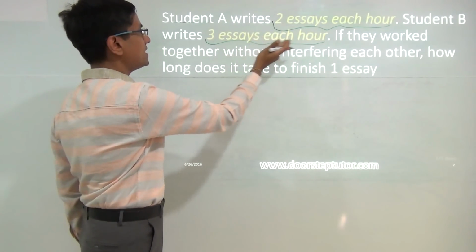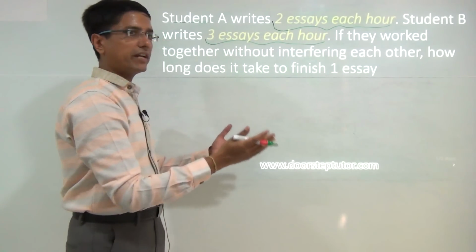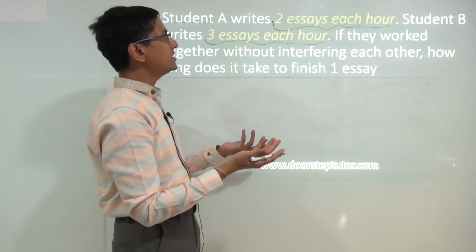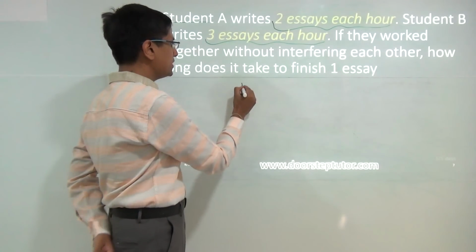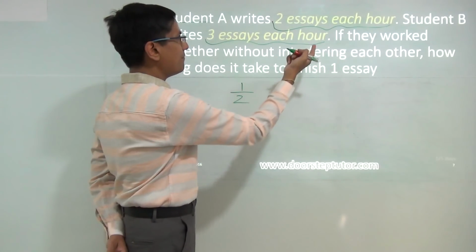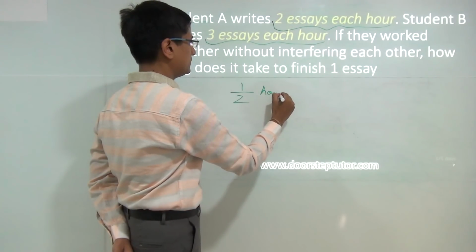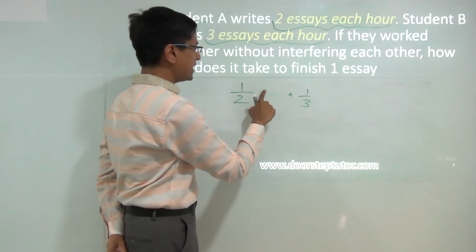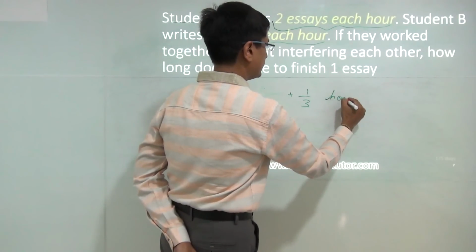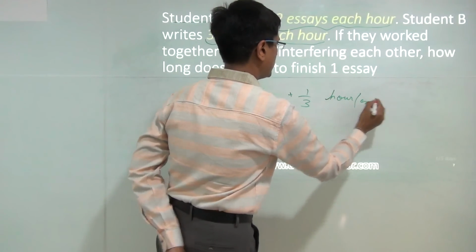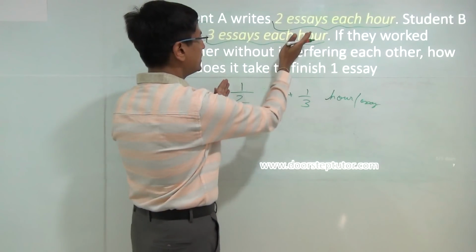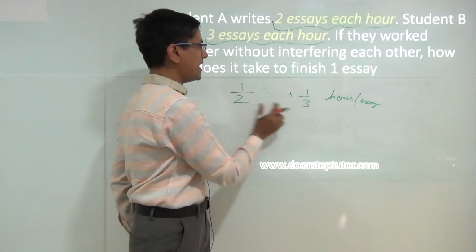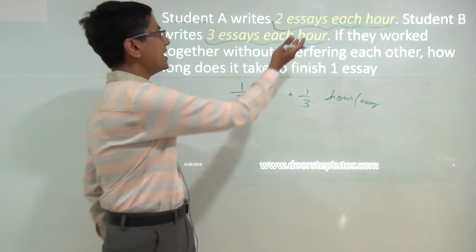This person can do 3 essays per hour. So if they are working together, can I add these rates? Yes, I can. But many students, I don't know why they do this, make it half, an hour per essay, and then try to add it with 1/3, an hour per essay. That is the amount of time required by them to complete one essay, which is nonsense, because we are again starting to add times, which is wrong. We can only add rates.